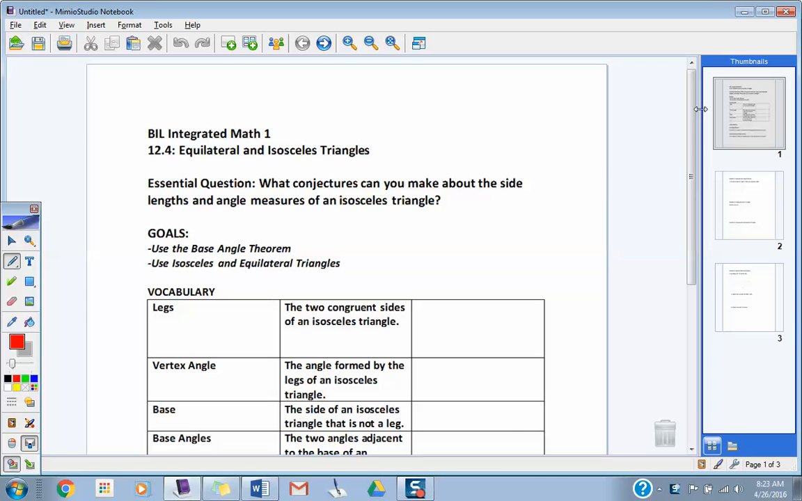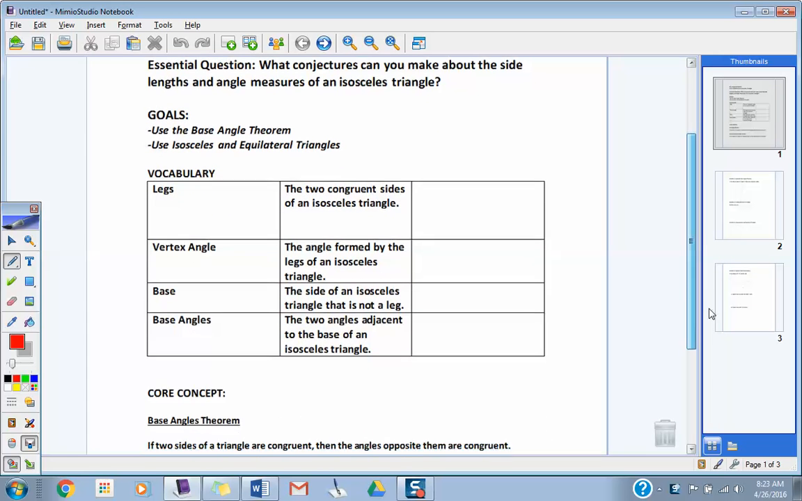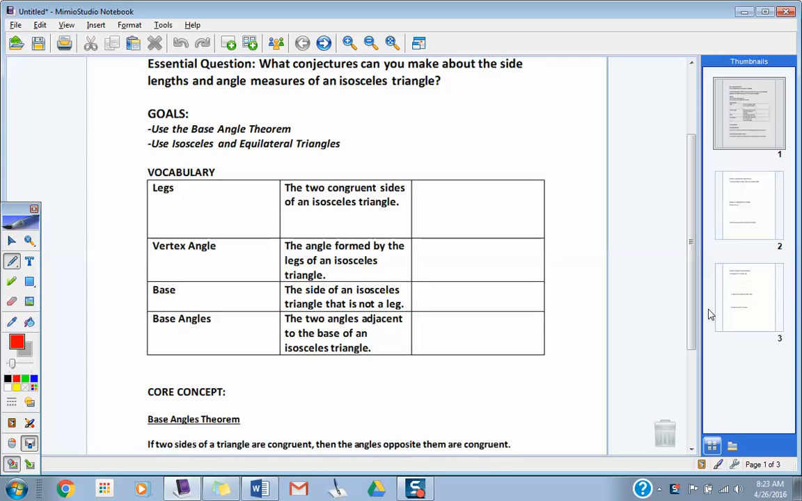What we're trying to find out today is, what conjectures can you make about the side lengths and angle measures of an isosceles triangle? Okay, so again, isosceles triangle, a triangle where how many sides are congruent? Two. Okay, two sides are congruent. In order to answer this question about the conjectures we're going to make regarding the lengths and the angles of an isosceles triangle, we need to understand what it means to use the base angle theorem. And then what it also means to use isosceles and equilateral triangles interchangeably.